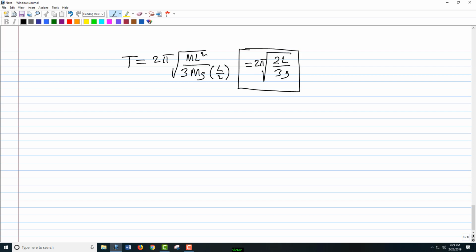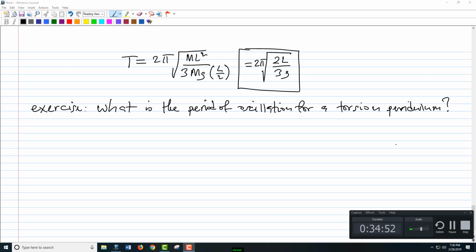You can also have examples like this for a torsion pendulum, and for a torsion pendulum, you do a similar sort of example. So I'll leave this to you as an exercise. Okay, so let's stop here, and then we will look at forced oscillations and damped oscillations next.